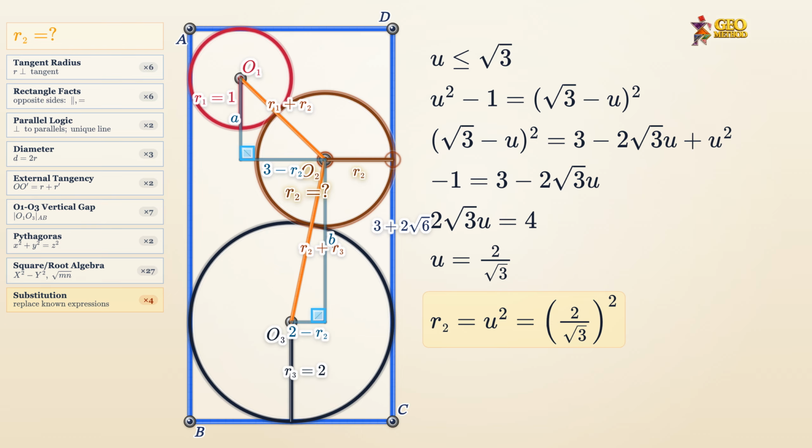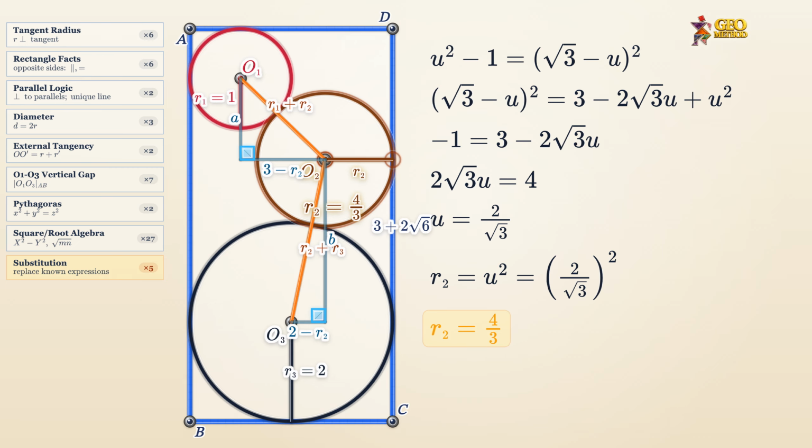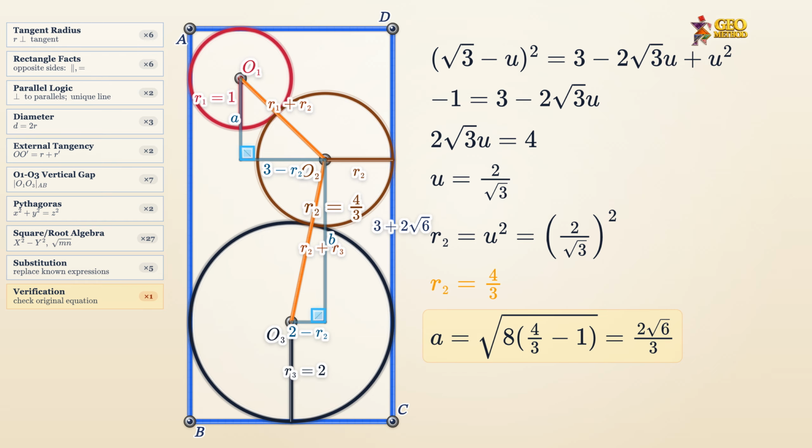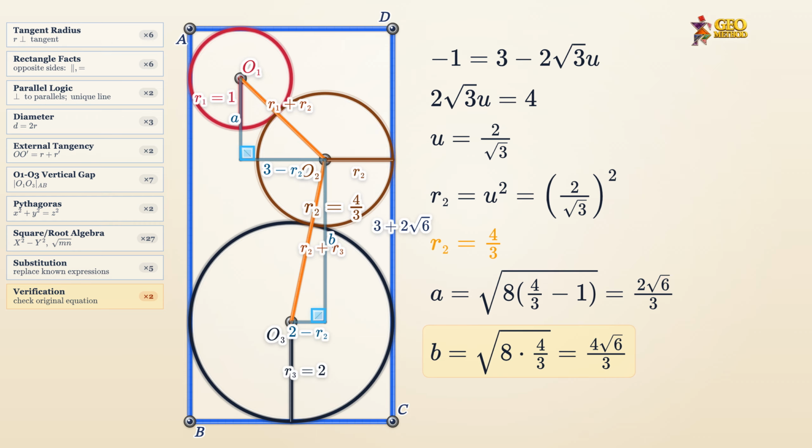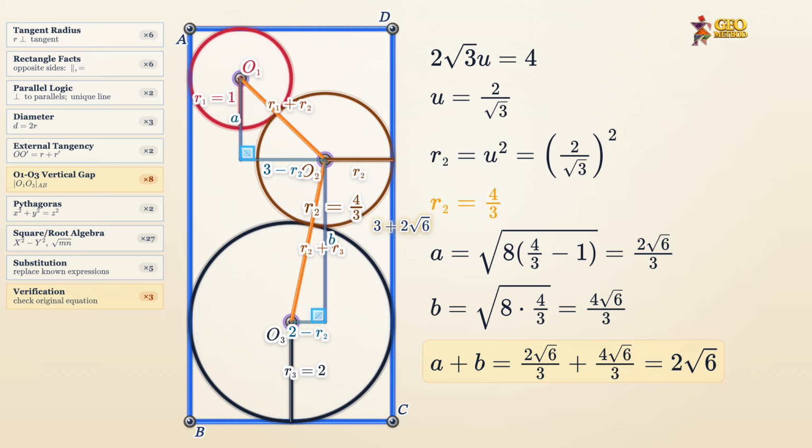Finally, return to R2. Since u is root R2, R2 is u squared. Squaring 2 over root 3 gives 4/3. So the target radius is 4/3. Let us check the first gap. Substitute 4/3 into the formula for A, and it gives 2 root 6 over 3. Now check the second gap. Substitute 4/3 into the formula for B, and it gives 4 root 6 over 3. Add those two gap lengths. 2 root 6 over 3 plus 4 root 6 over 3 equals 2 root 6, exactly as required.